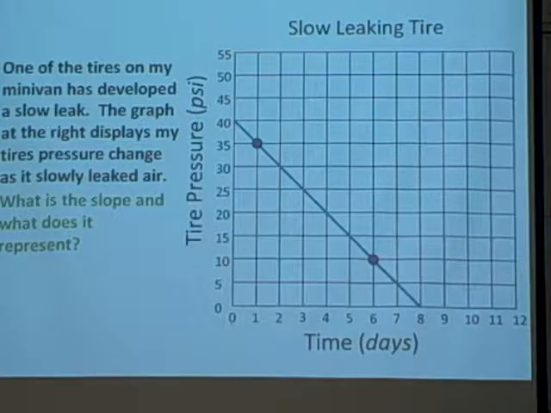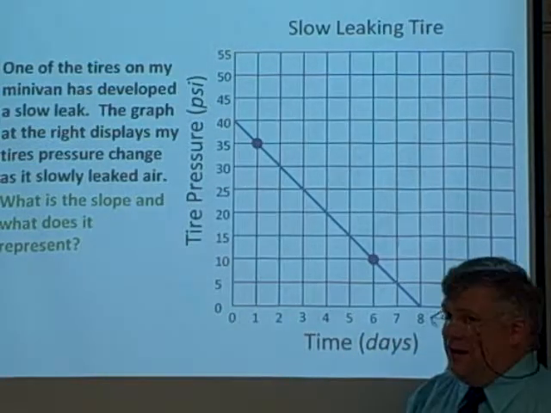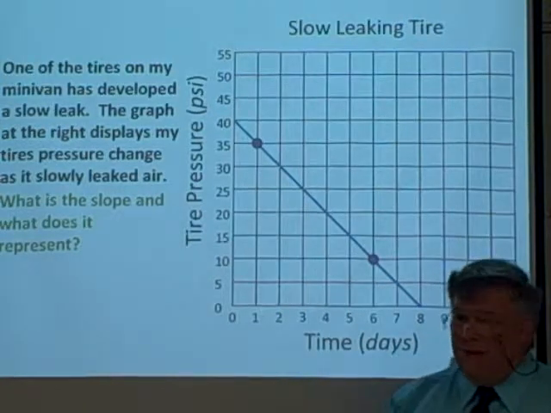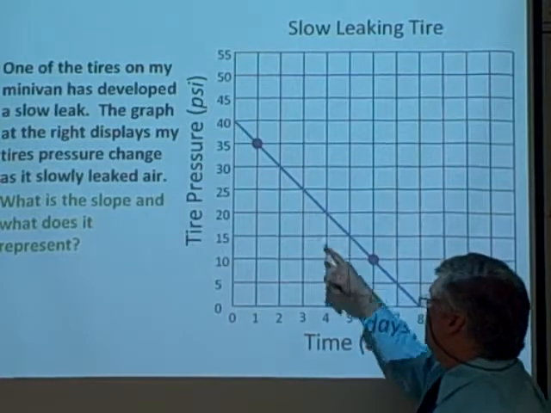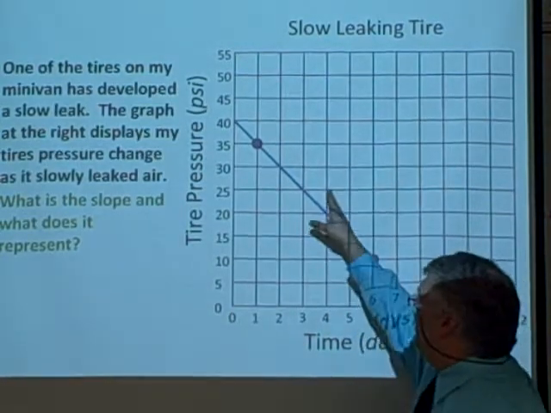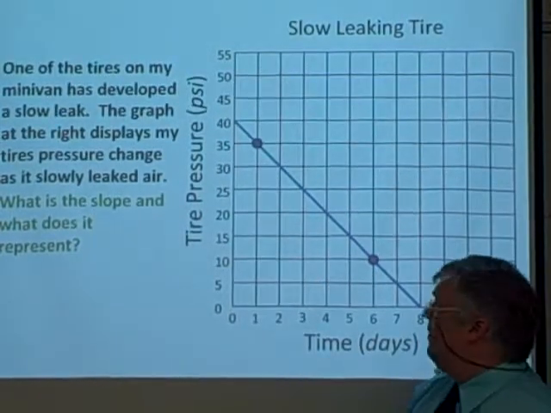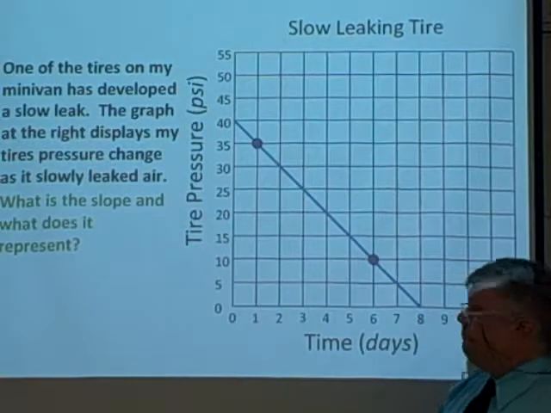Okay, what is the slope and what does it represent? Well, in order to do the slope, you need to have 2 points. It could be any 2 points on this line. Are they going to draw two nice little circles like that all the time? No. I chose these points. I could choose this point, I could choose this point, I could choose this point. I'm looking for points where the line crosses nice intersecting grid lines on the graph itself. Well, I chose those 2 points.